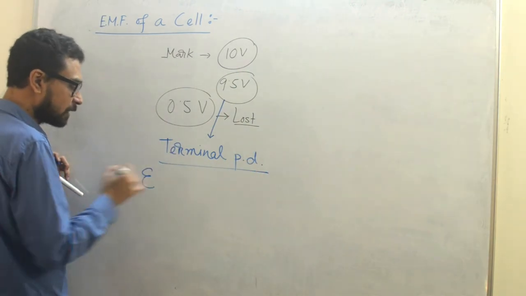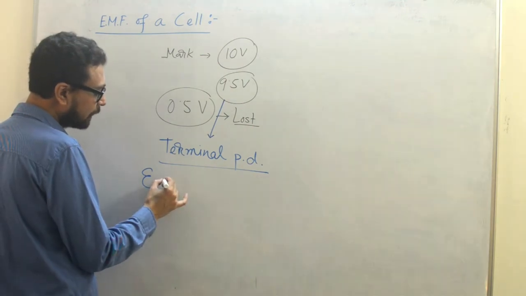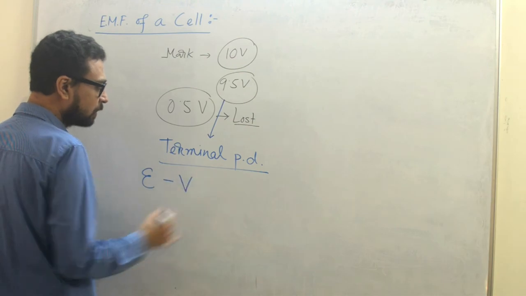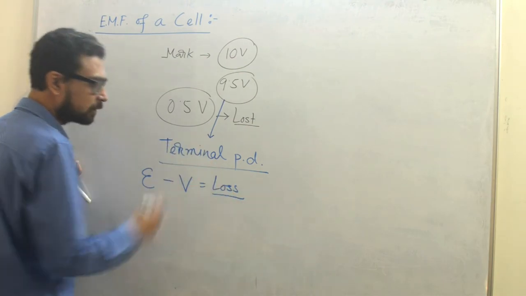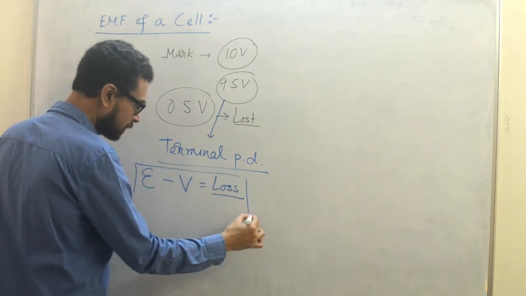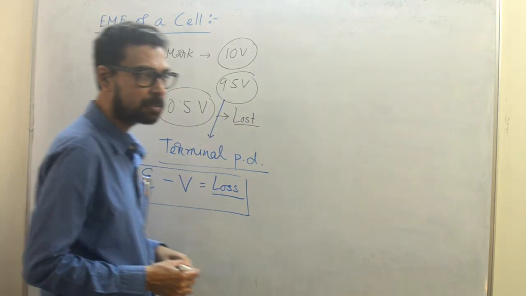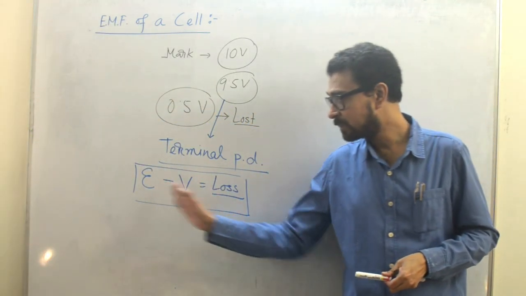Okay, so what is the relation? EMF minus this terminal PD is the loss that we incur within the cell. So this expression is very important. You will come to know why it is so important just after a few discussions. But this is the form.